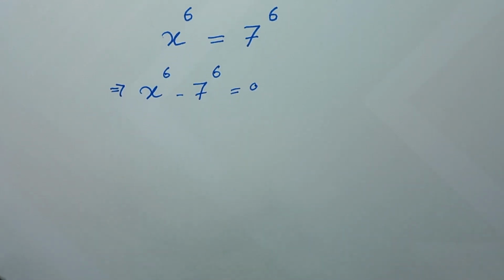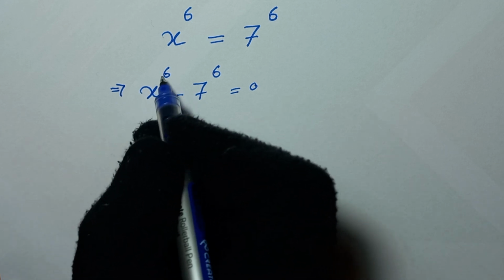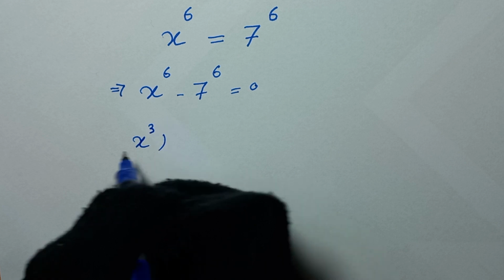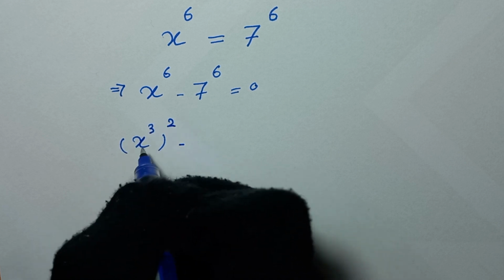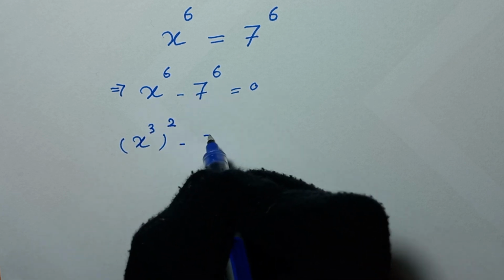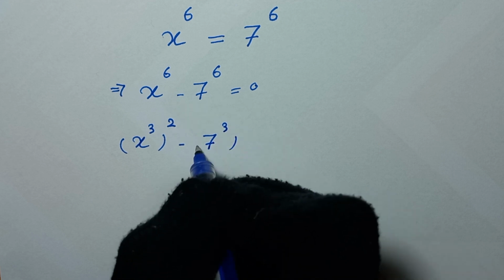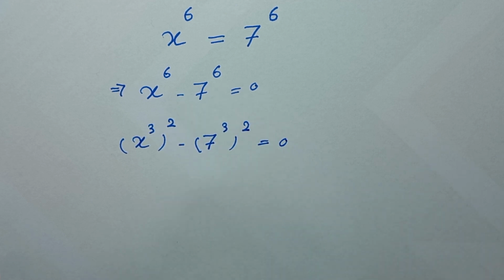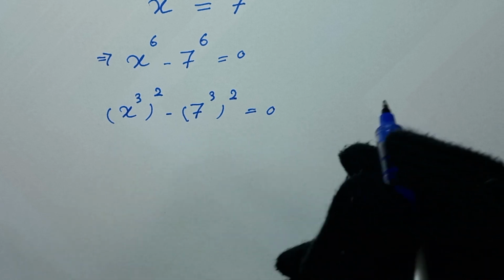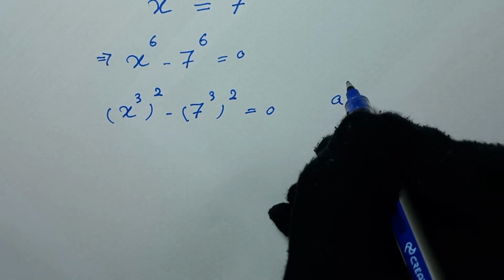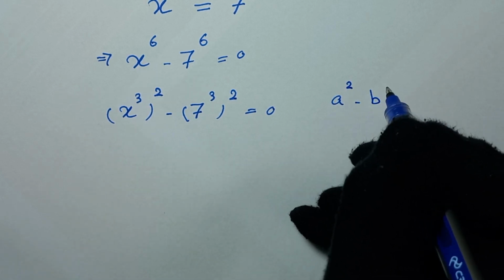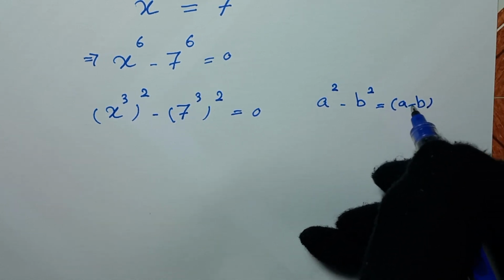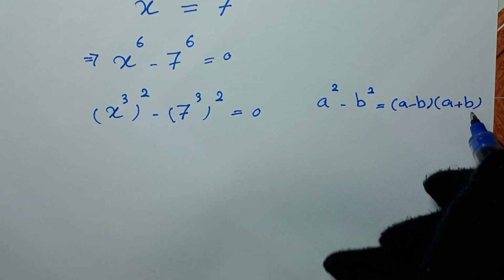In the next step, we can write this x to the power of 6 as x to the power of 3, to the power of 2, and minus also this 7 to the power of 3, to the power of 2, is equal to 0. And this is in the form of a square minus b square, and we can write this as a minus b times a plus b.